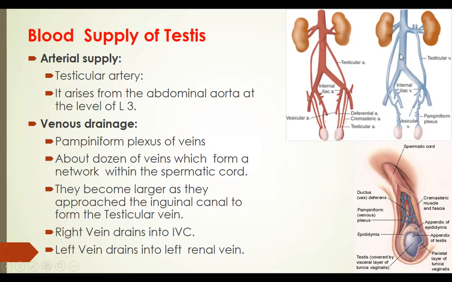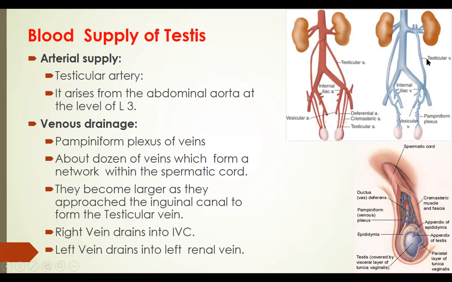There is a slight difference on the right and left side. If you see on the right side, it drains into the inferior vena cava, but on the left side, it drains not into the inferior vena cava, but into the left renal vein at right angles, and from there into the inferior vena cava. So the left vein drains into the left renal vein and from there into the inferior vena cava. This is very important clinically because it is draining against gravity and draining at 90 degrees.